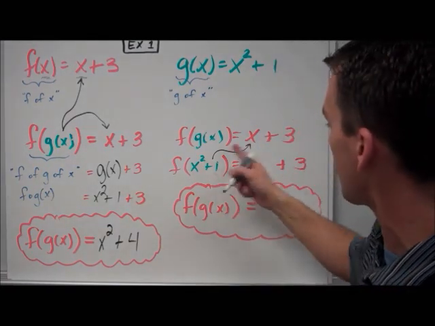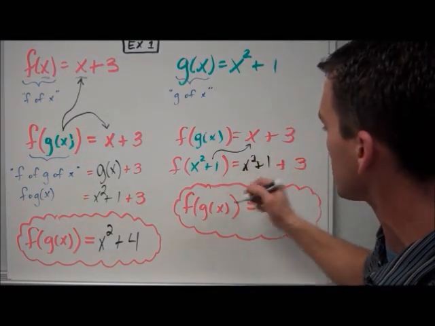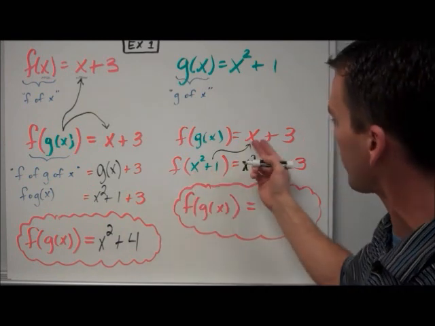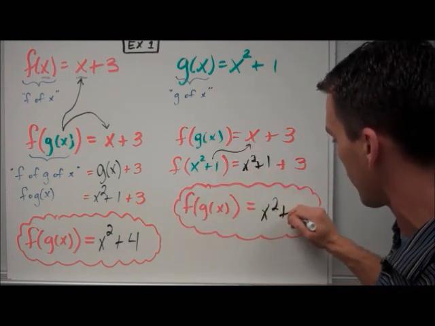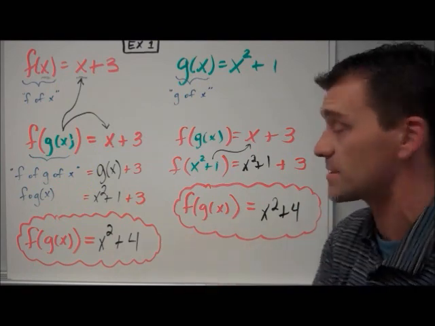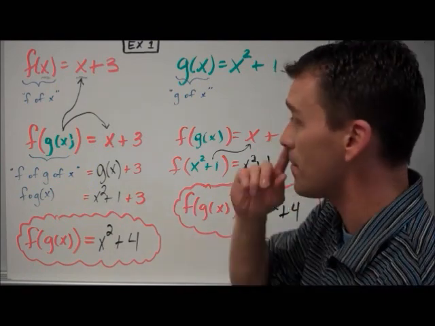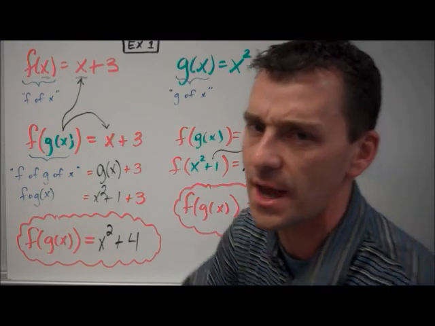So that means I'm going to have x squared plus 1, because I'm taking this whole thing and now putting it in for x. So that becomes this. And look, it's the same thing. I get x squared plus 4. So they're both the same answer. It doesn't matter to me which way you do it. But there's your two options. So let me do a couple more examples.